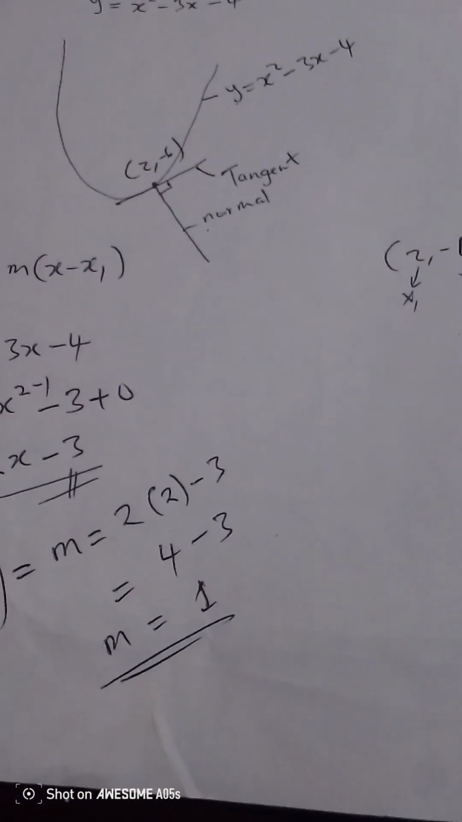So that's what we are going to do. Here I go. I'll say m1 will represent the gradient of the tangent times m2, which is the gradient of the normal. The answer will be negative 1. What is the gradient of the tangent, which we are far from finding? We found that the answer is 1. So we'll say 1 multiplied by m2.